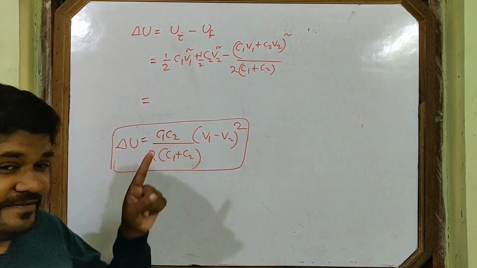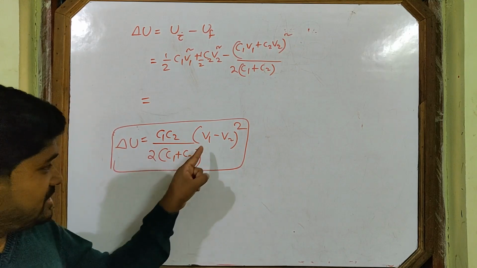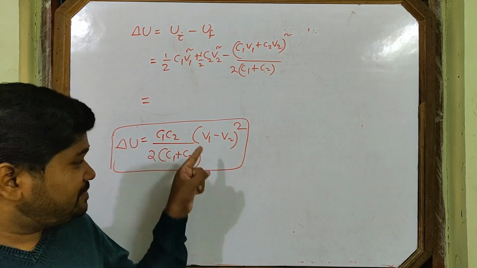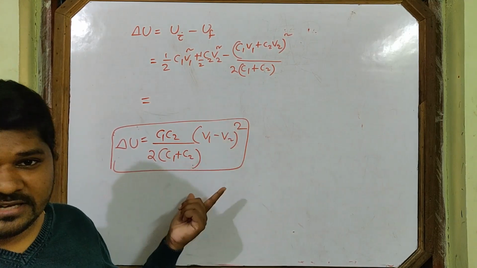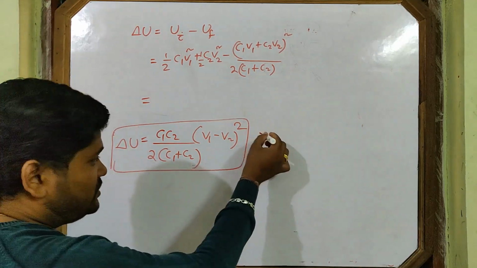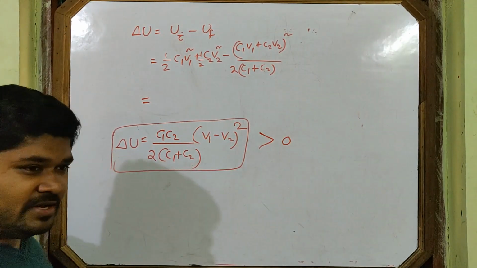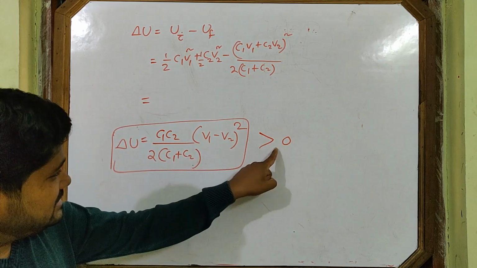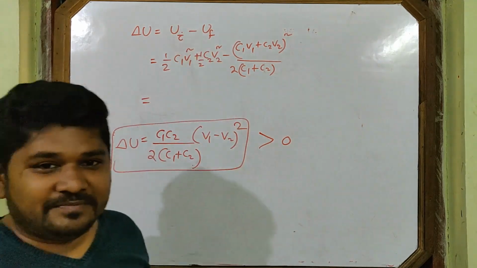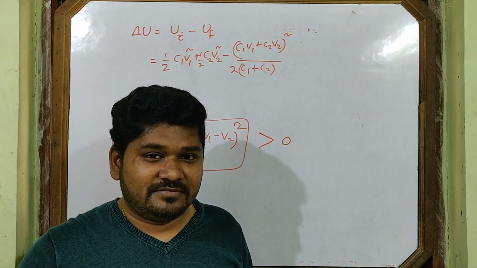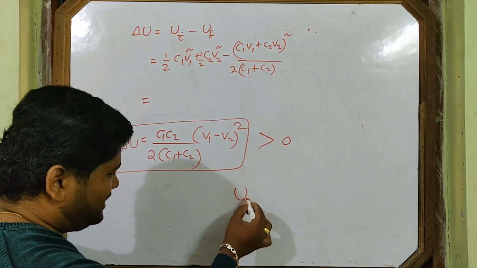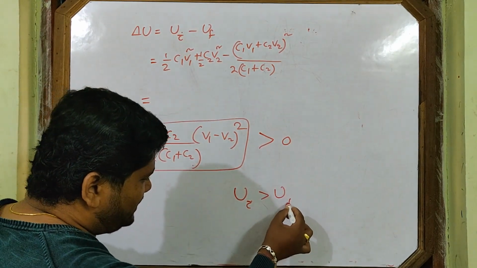What happens? Capacitance is never negative, it is always positive. V1 minus V2, if by chance it comes negative, the square is there, so it is also positive, meaning the whole term is greater than 0. If it is greater than 0, which one is greater, UI or UF? So UI is greater than UF.